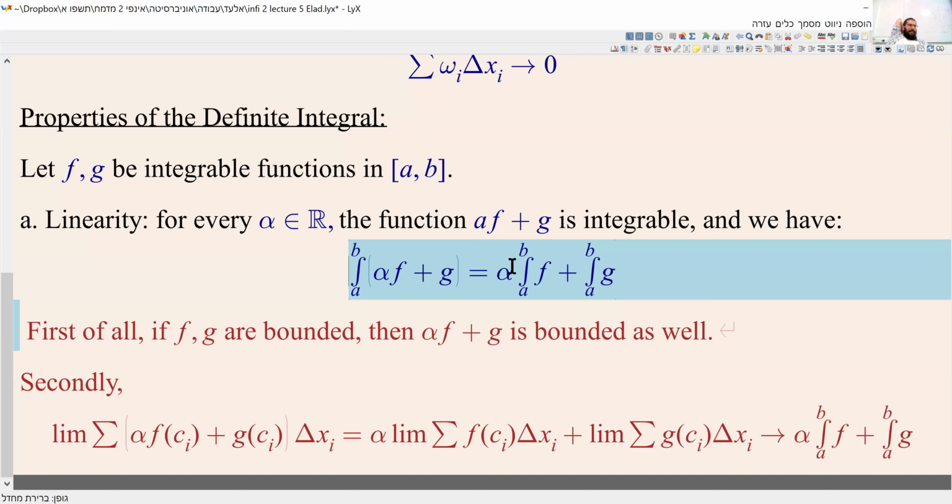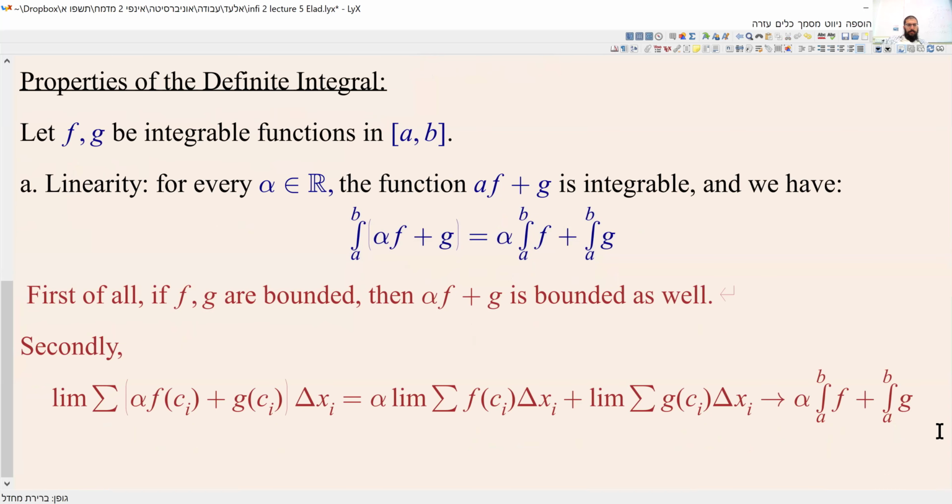And on lecture number 6, next Sunday, we'll finally see the connection: the theorem that connects the definite integral from a to b and the big F, the antiderivative, on the other side. So that's our first property, the linearity of the definite integral.